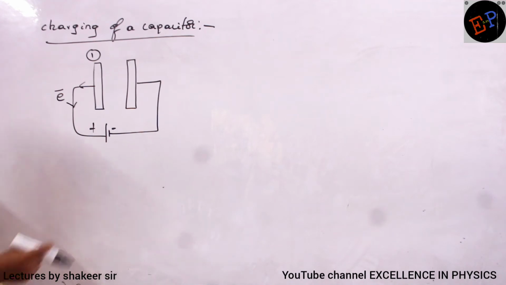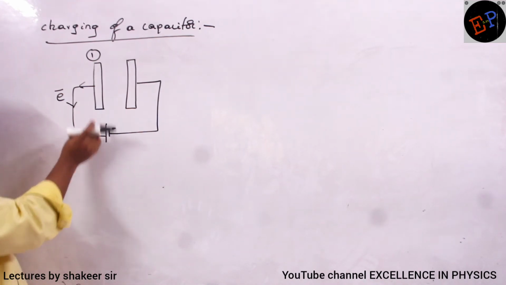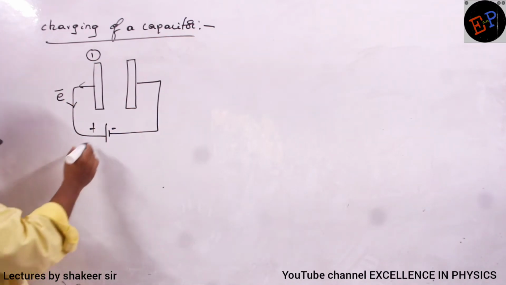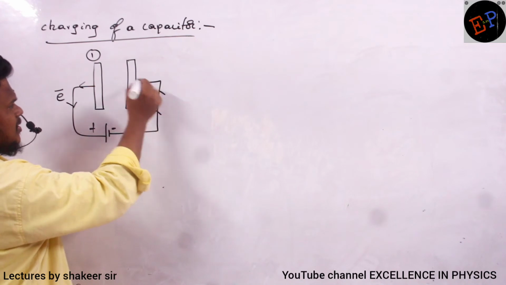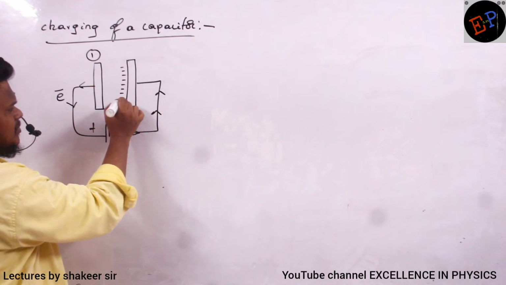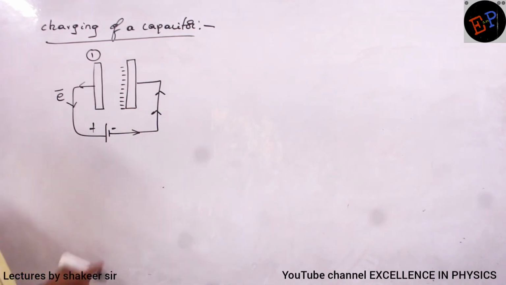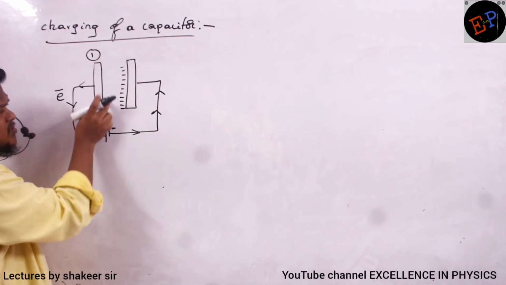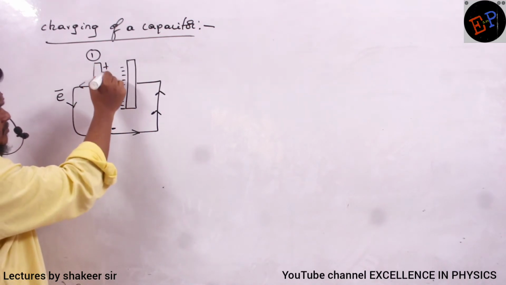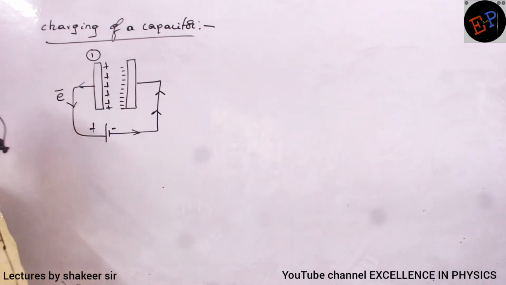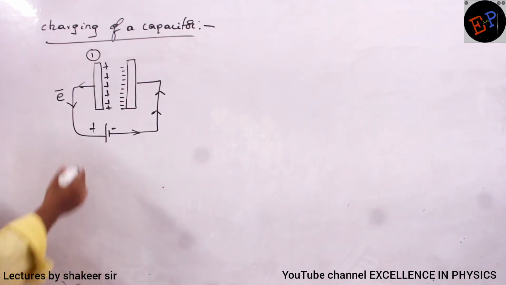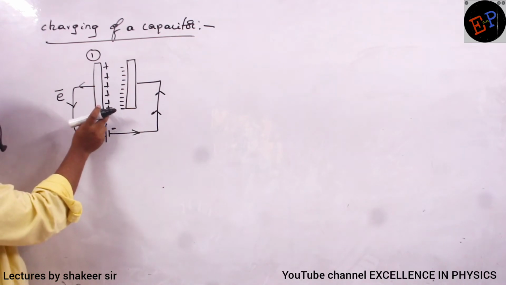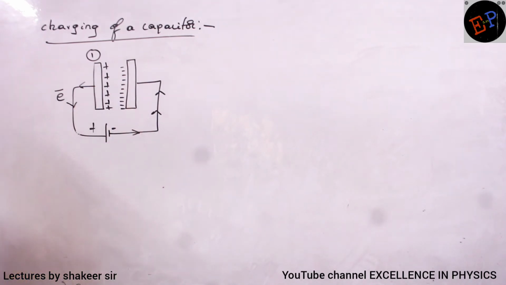Are you able to understand? The positively charged terminal starts attracting electrons from the positive plate of this capacitor. These electrons travel continuously and get deposited on the second plate. So this plate will continuously gain negative charges, and this one is losing negative charges. So this will become the positively charged plate. Are you able to understand what is happening? Electrons are continuously transferred from one plate to another, so one plate becomes positively charged and the second plate becomes negatively charged.